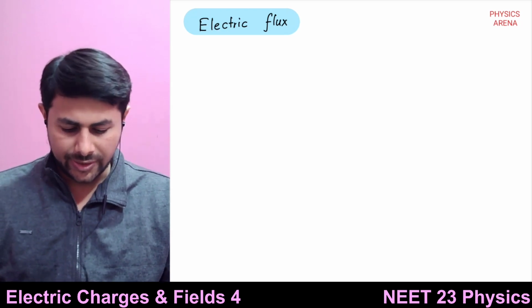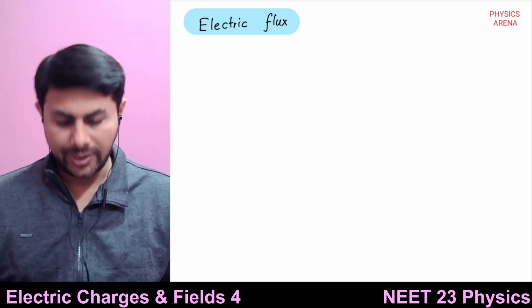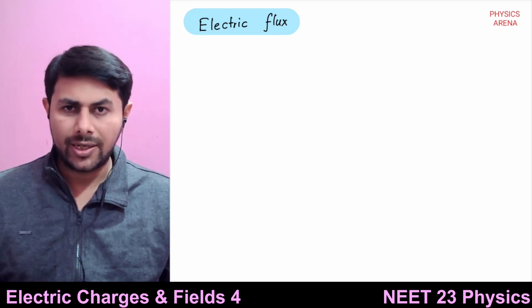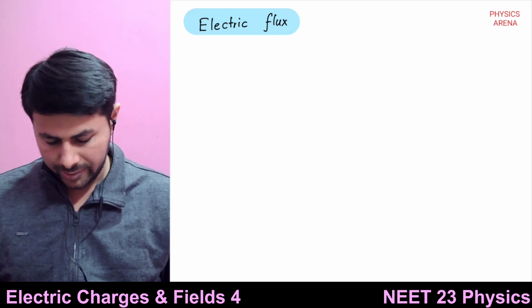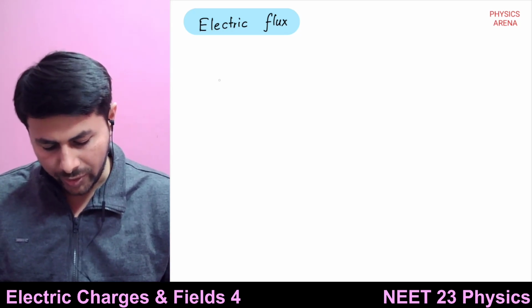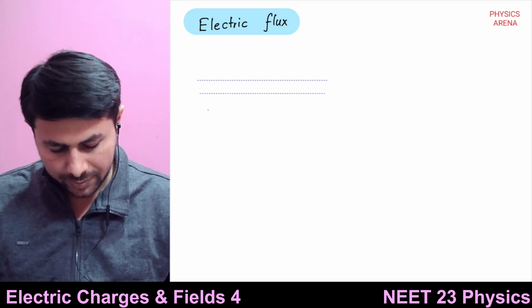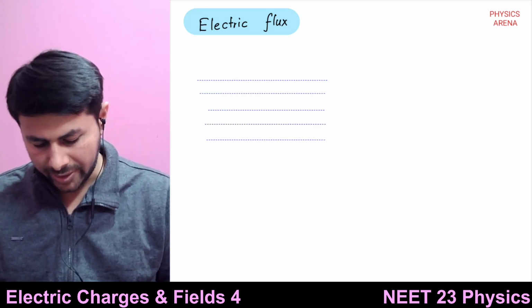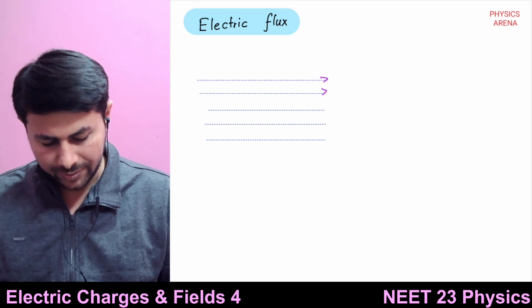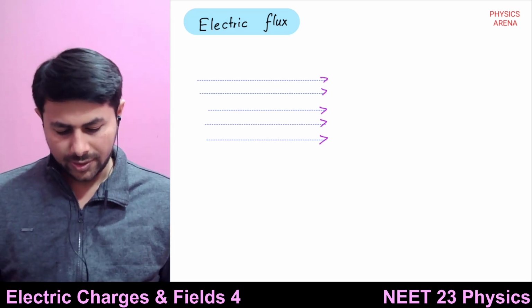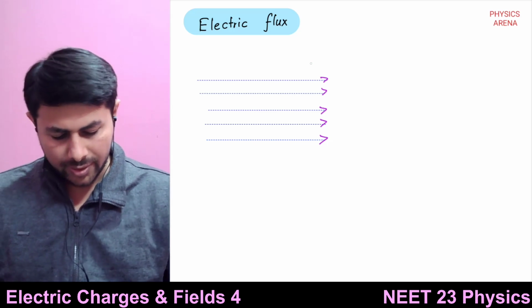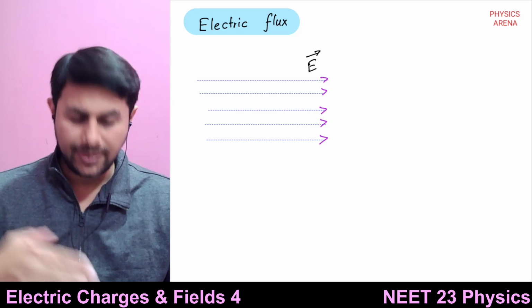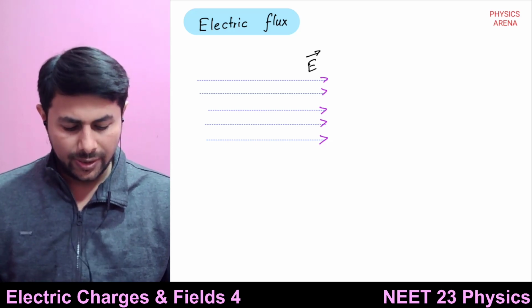So now let's talk about the electric flux. What is electric flux? Let's suppose there is some electric field in some region. For simplicity, let's consider uniform electric field only. So this is uniform electric field in this region, right? We know that uniform electric field can be shown by equidistant parallel lines. So this is uniform electric field.